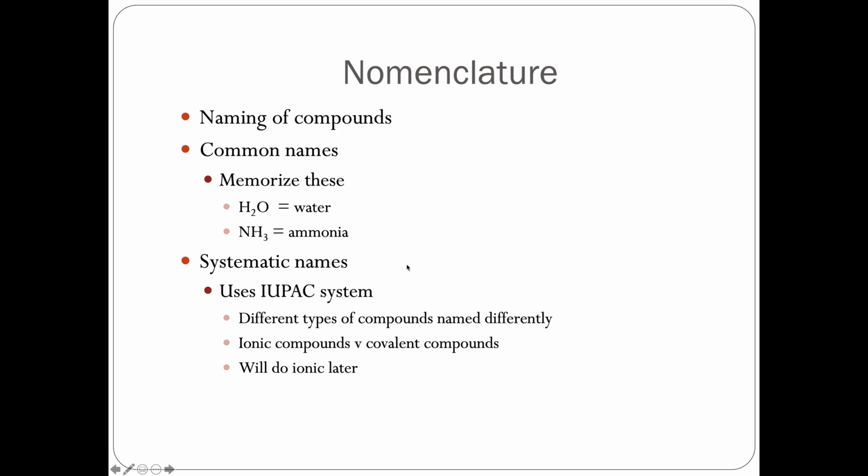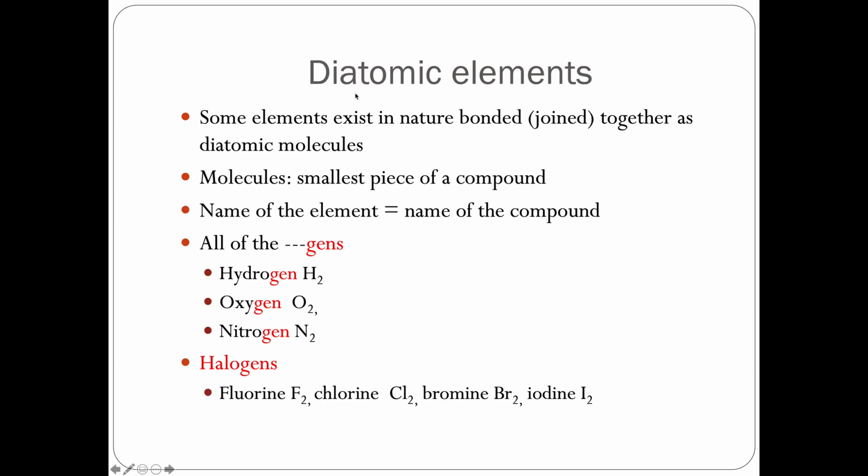There are a couple of systems for naming. We're going to just do covalent compounds in this set of slides. Later on, we'll do ionic compounds. You did learn about ionic compounds earlier, but we'll deal with the naming more when we start using them. So we use what's called the IUPAC system, which stands for the International Union for Pure and Applied Chemistry. There's a meeting every year where they talk about this stuff.